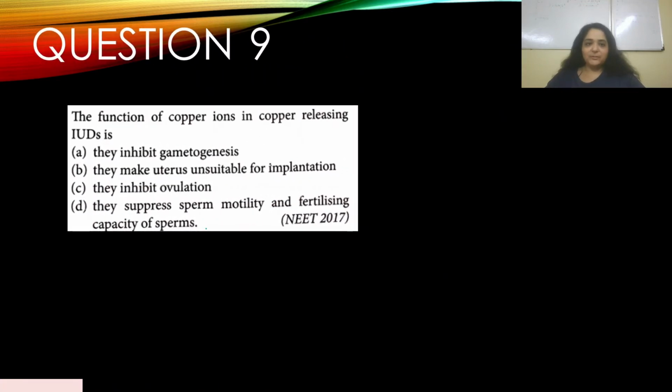Question number 9. The function of copper ions in copper releasing IUDs is, and this appeared in NEET 2017. They inhibit gametogenesis? No, they don't affect gametogenesis anyway. They make uterus unsuitable for implantation? No, that's not how the copper ions function. They inhibit ovulation? No. They suppress sperm motility and fertilizing capacity of sperms? Yes. So the answer is D. That's how copper ions function in IUDs.